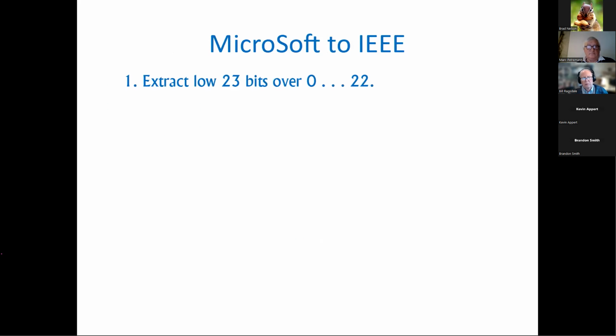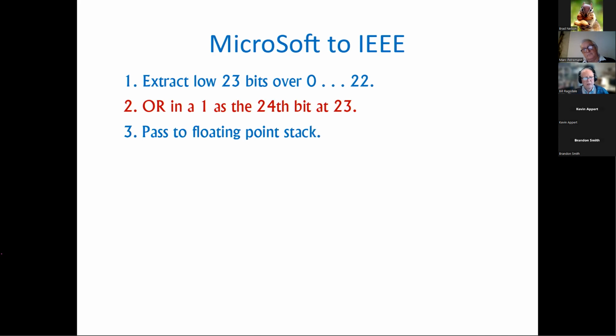Here's the algorithm for converting this Microsoft QBasic format to IEEE. It looks pretty obvious when we go through it. It took me quite a number of experiments and tests and so on to work out the smooth process. The hill always looks less challenging after you've climbed it. The first thing we do is we extract the low 23 bits, which is over bit position 0 to 22, and then OR in 1 as that 24th hidden bit.